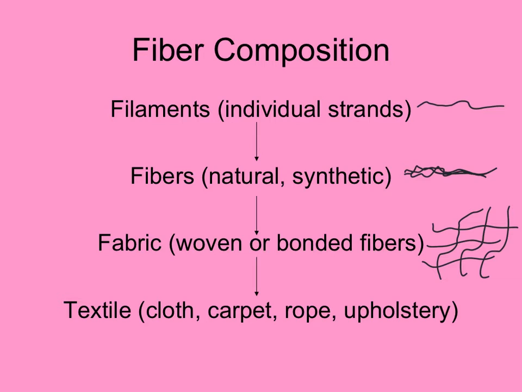Now, the general term for large textiles like cloth, carpet, rope, upholstery, that key term is textile. So filament would be the smallest piece that maintains the properties of the particular cloth, carpet, rope, or upholstery. And then the textile would be the larger actual sheet of carpet or roll of carpet, sheet of cloth, things like that. So that's smallest. This would be the largest.